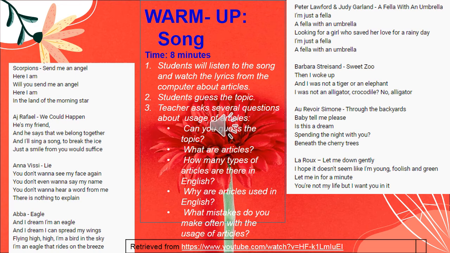The song is a kind of mix of different songs. The words are taken from different popular songs, and I'm sure that students will really enjoy listening to it. After listening and watching the lyrics from the computer, students will guess a topic. And after guessing the topic, the teacher asks several questions about the usage of articles.